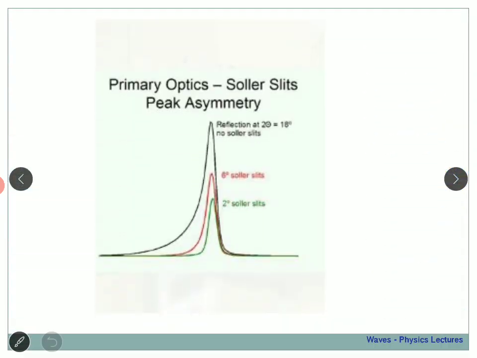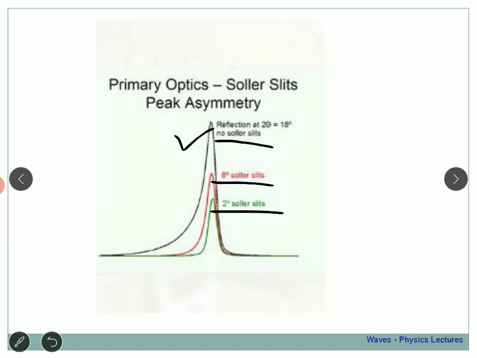So as I told you about the asymmetry part, this is the asymmetry part. So if you don't have any solar slit connected, there might be a divergence of, let's say, 10 degrees and so on. This is something which it will look like this. Okay, now if you have a 6 degree solar slit, that means it is going to minimize the divergence within 6 degrees, and if it is 2 degrees, it is going to minimize the divergence to 2 degrees. So see, this is a very important part, the solar slit.